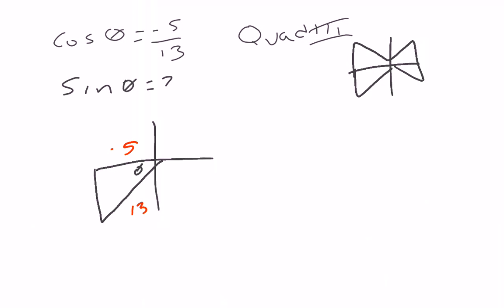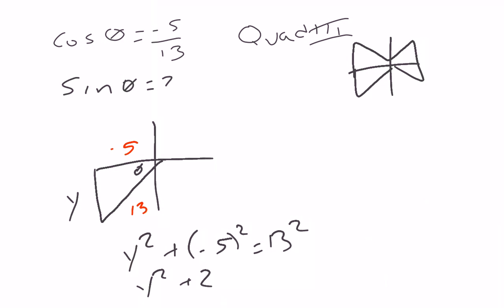And now I'm going to do the Pythagorean theorem to find my y value. So y squared plus negative 5 squared equals 13 squared. So y squared plus 25 equals 169. Some of us need to work on multiplying 13 times 13. It's not letting me drag it. There we go. And some of us need to work on our subtraction, because I should get that y squared equals 144. So y equals 12.